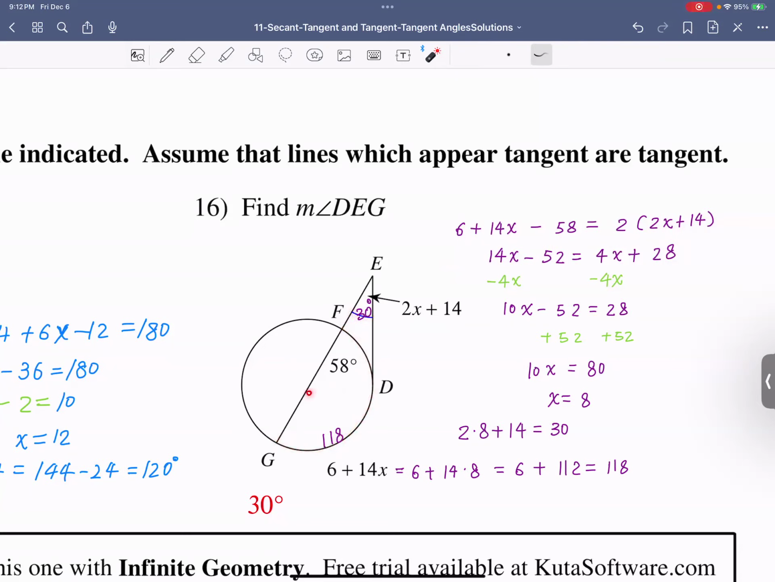You have this portion 118. You have this portion 58. And that is going to be 30. Okay? Make sense now? Yeah, that minus that divided by 2. I believe you will see those circle equations in AMC 8 a lot.